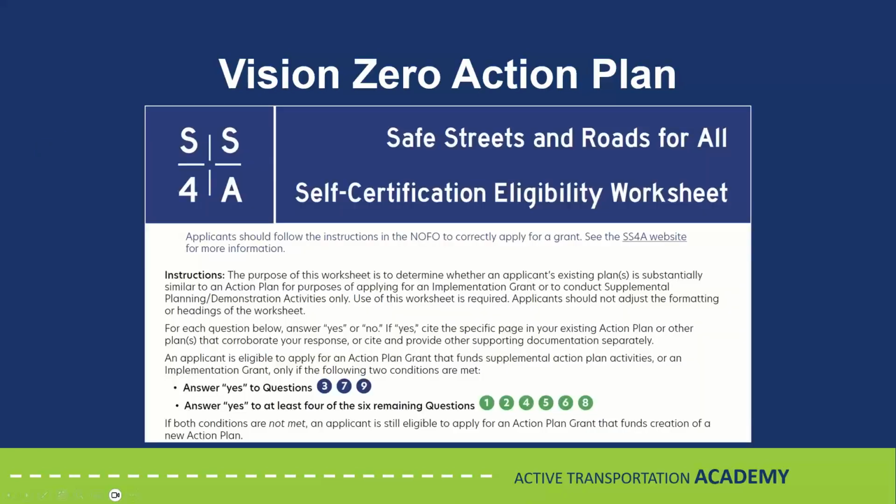So far, I've talked a lot about the Safe Streets and Roads for All self-certification eligibility worksheet. This is what the cover of it looks like. I strongly recommend using this as a guide to make sure that your Vision Zero plan qualifies not just for the current implementation funding, but for future implementation funding.